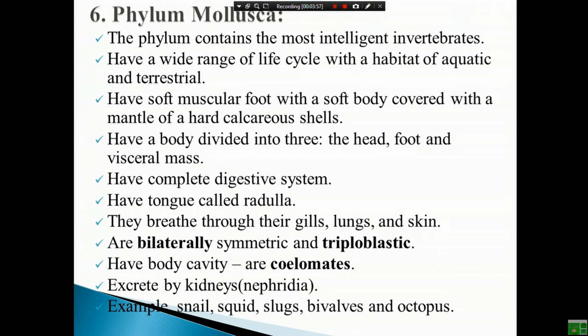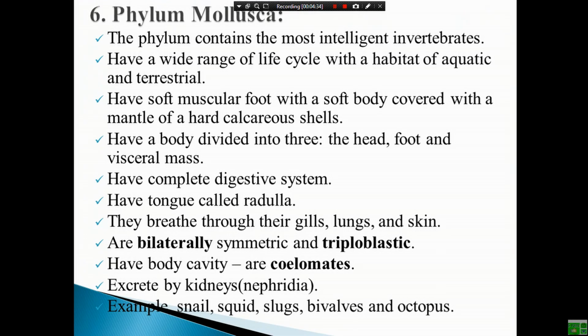The sixth phylum of invertebrates is phylum Mollusca. The phylum contains the most intelligent, skillful invertebrates. They have a wide range of life cycles with aquatic and terrestrial habitats. They have a soft muscular foot with a soft body covered with a mantle of hard calcareous shell. The body is divided into three parts: the head, foot, and visceral mass. They have a complete digestive system and a tongue named radula.